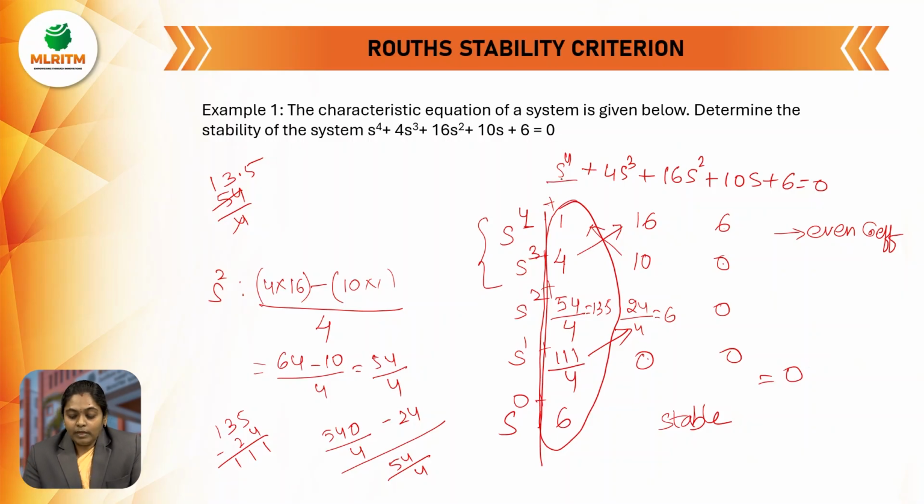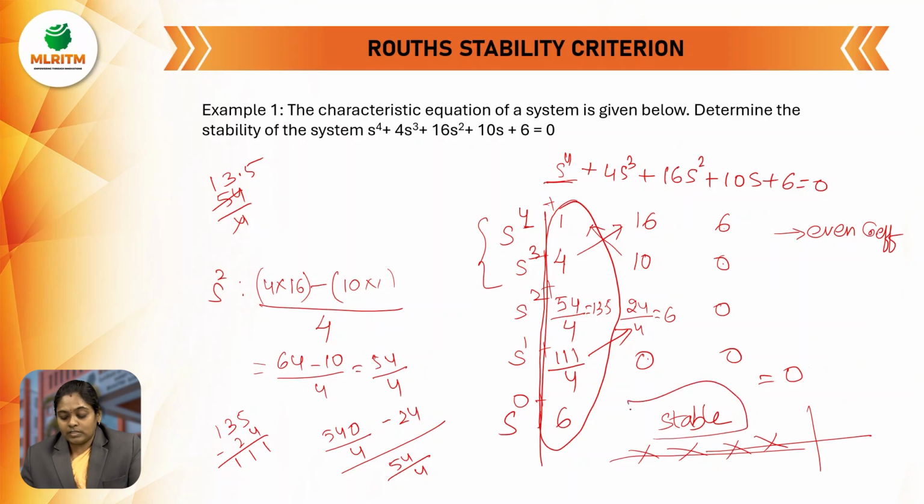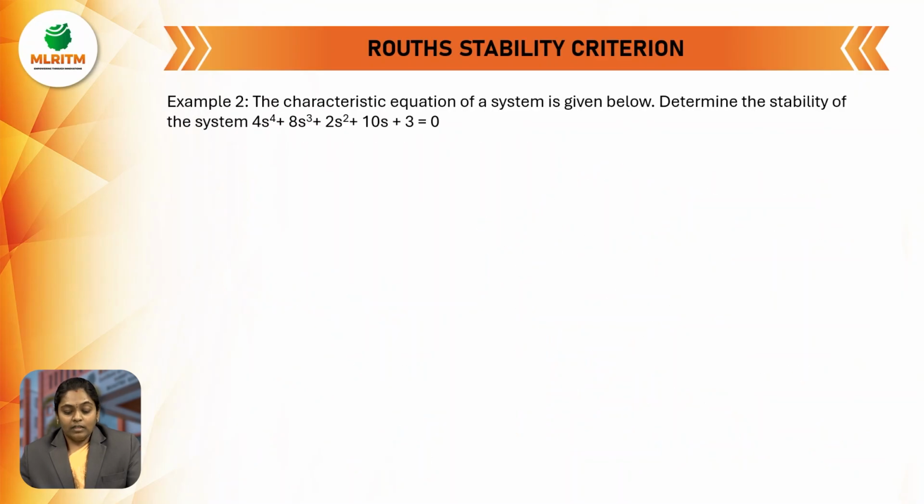So in this, how many roots will we be getting? 4 roots. All the 4 roots are lying to which side? All the 4 roots are lying to the left half of the S plane. So the system is said to be stable. So this is how to calculate the route array.